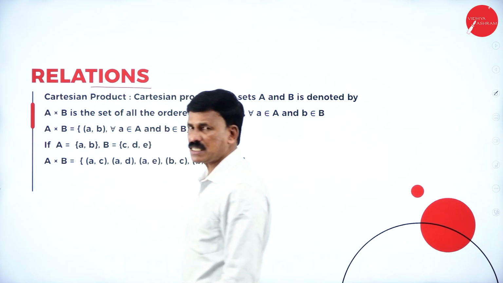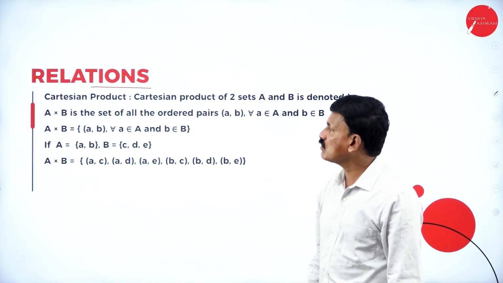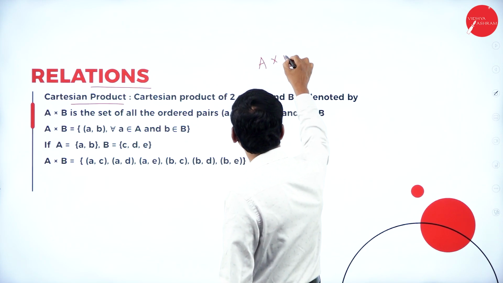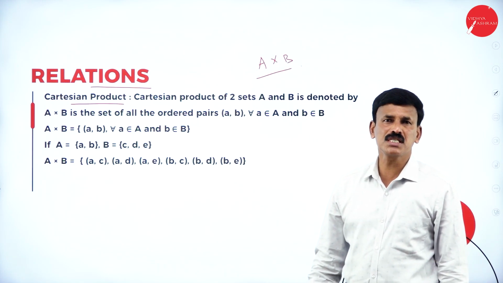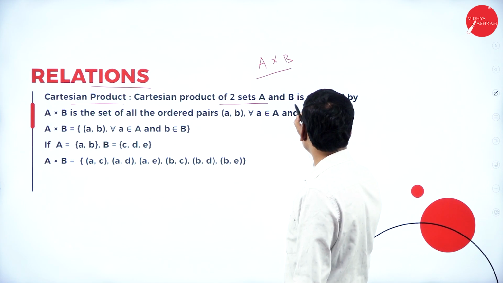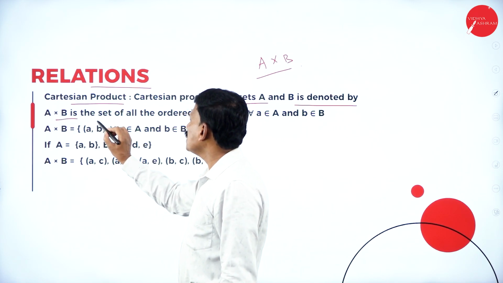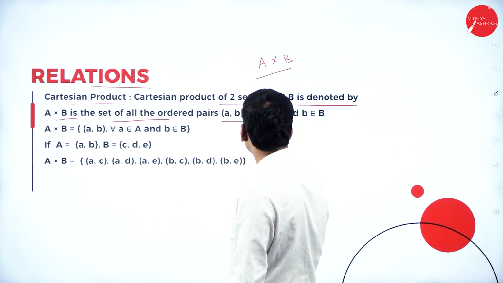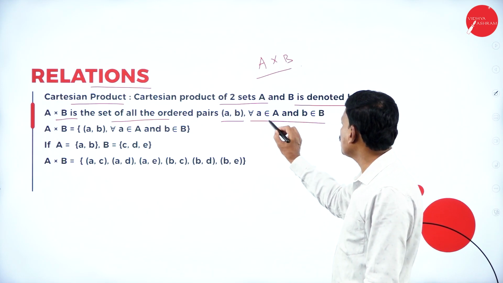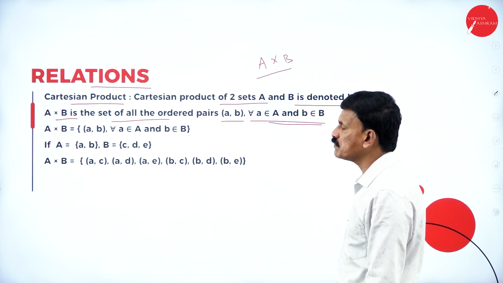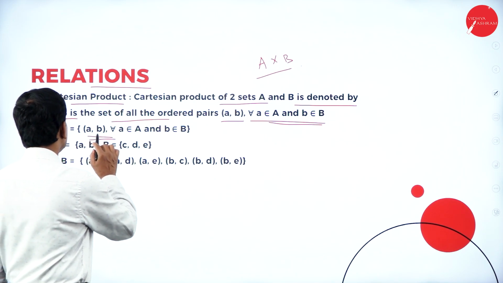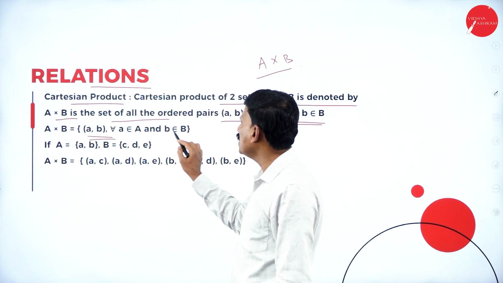Before going to the exact definition of a relation, let us know about the Cartesian product. The Cartesian product of two sets A and B is denoted as A cross B. The Cartesian product of two sets A and B, denoted by A cross B, is the set of all ordered pairs (a, b) for all a belonging to A and b belonging to B, in which the first member is an element of set A and the second member is an element of set B. So A cross B is equal to {(a, b) for all a belongs to A and b belongs to B}.